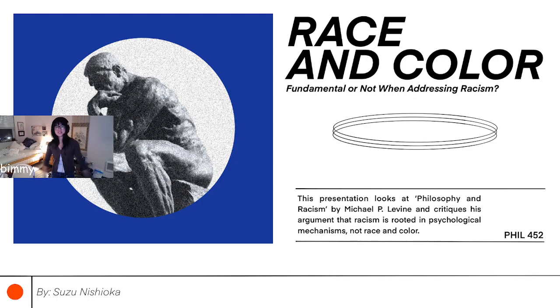Alright. Hello everyone. This is my presentation on my term paper, Race and Color: Fundamental or Not When Addressing Racism. This presentation looks at Philosophy and Racism by Michael P. Levine and critiques his argument that racism is rooted in psychological mechanisms and not race and color. So I actually need to be doing this because I'm going to be standing here, so maybe I should have my notes so you guys can see my back.